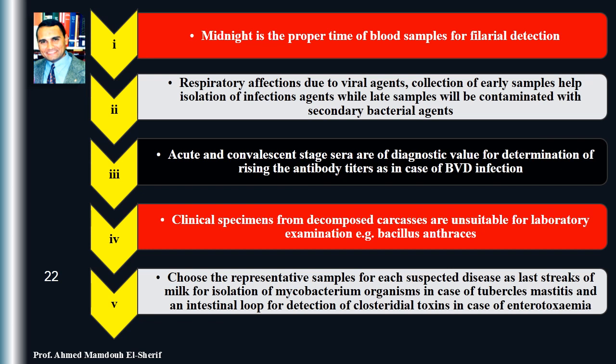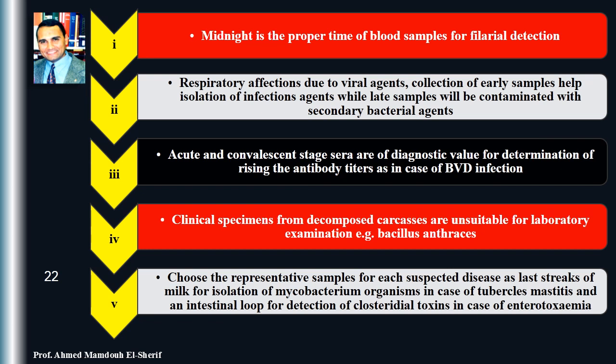Number 2. Respiratory affections due to viral agents. Collection of early samples helps isolation of the infectious agent, while late samples will be contaminated with secondary bacterial agents. Number 3. Acute and convalescent stage sera are of diagnostic value for determination of rising antibody titers, as in the case of bovine viral diarrhea infection.